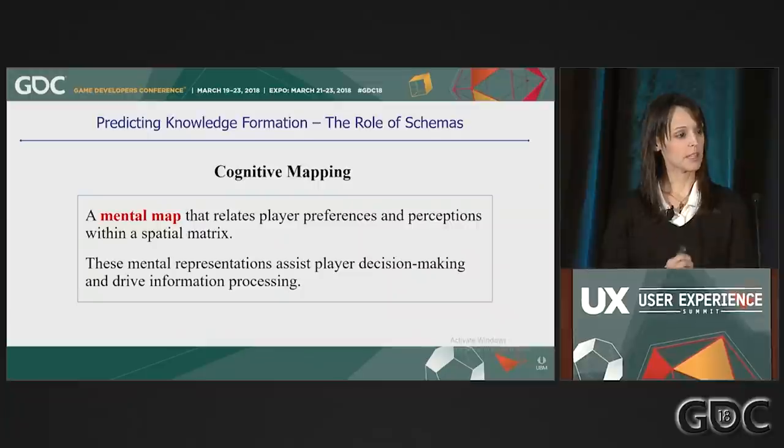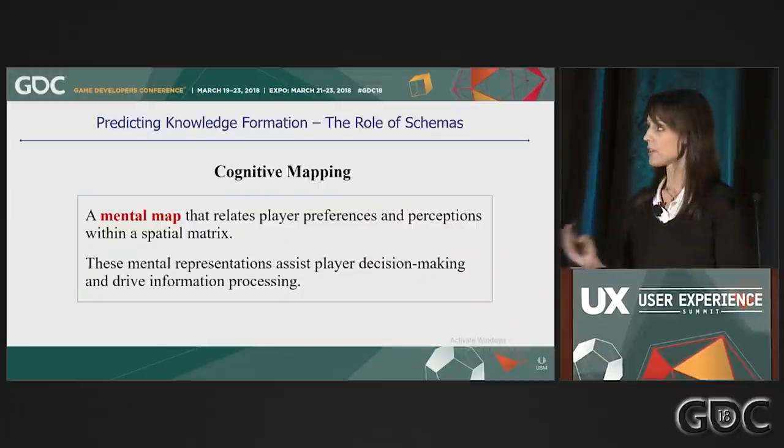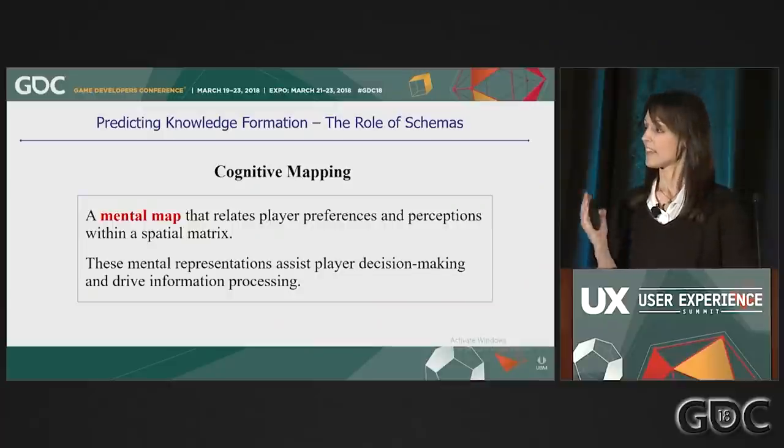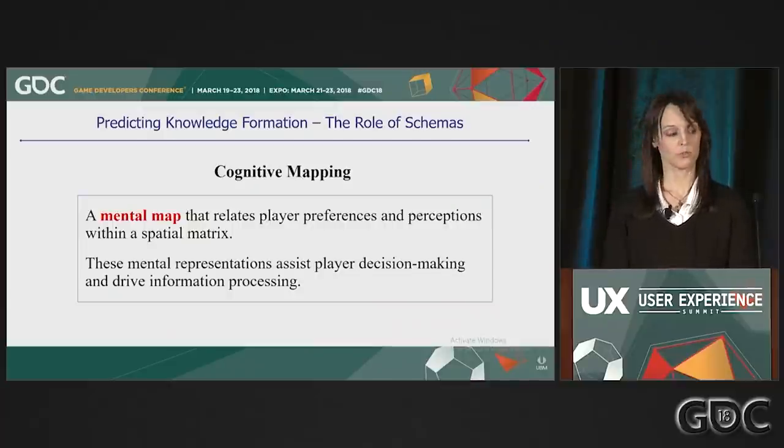And again, it is our schemas that really do wield the power for us to do this through something called cognitive mapping. And these are schemas that players create often very quickly and revolve around their preferences or perceptions across spatial environments. They guide and inform player decision making and information processing. And they can be automatic. Sometimes they do require a little bit more deliberate or controlled thinking.